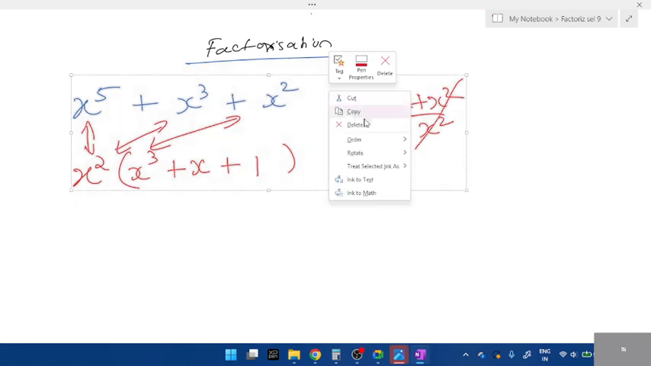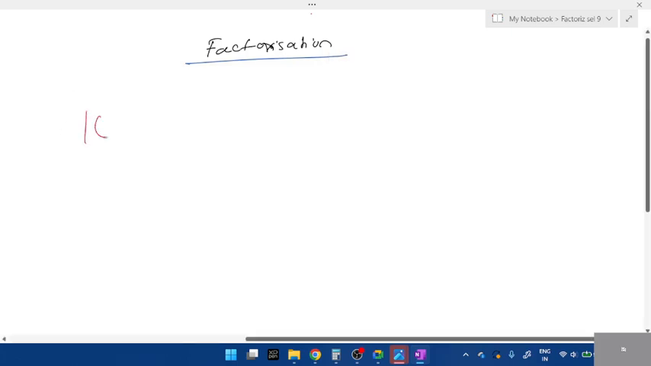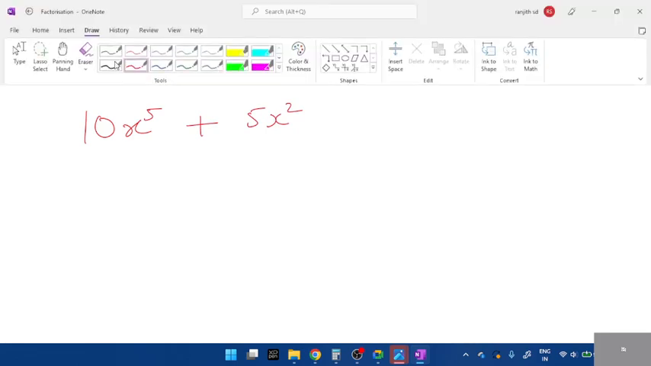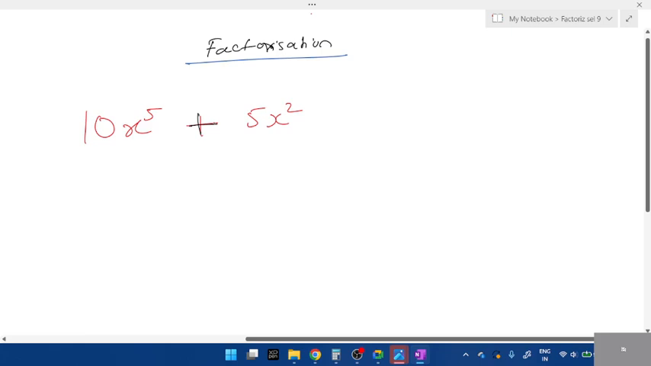Okay, now let me give you a number. I'll take both number as well as alphabet: 10x to the power of 5 plus 5x to the power of 2. How many terms are there in total? 2 terms. First, go with the numbers, students. 10 and 5. What is the highest common factor? Factorize 10 and 5. What is the highest common factor for them? All of you will respond. 5. Next, for alphabet, what rule did I tell you all?